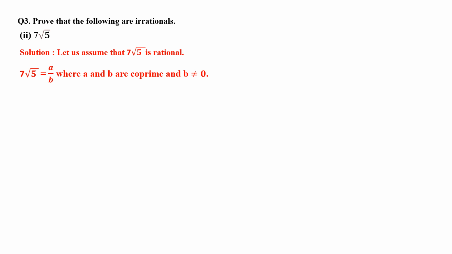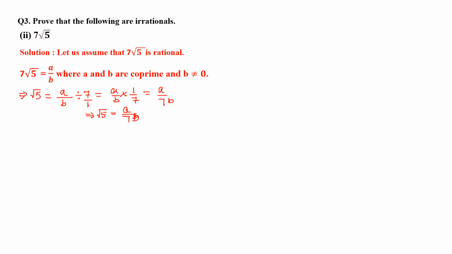So from here, if I have to get the value of root 5, I have to transpose 7 to the other side. So multiplication will become division. So a by b divided by 7. And a by b divided by 7 by 1, division changes to multiplication. So it will become a by 7b. So from here I can write the root 5 value is a by 7b.